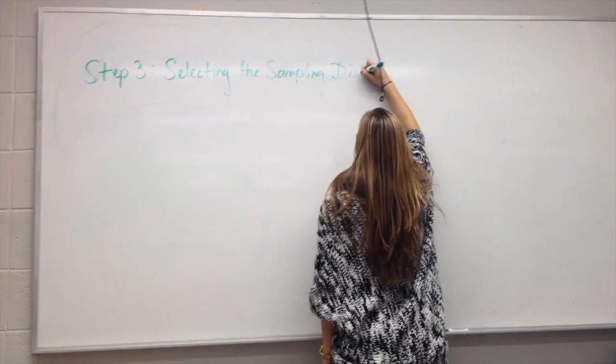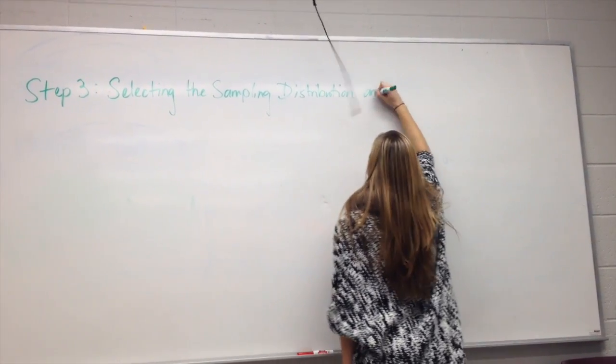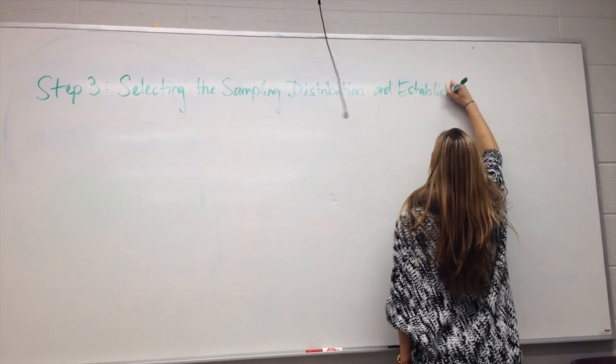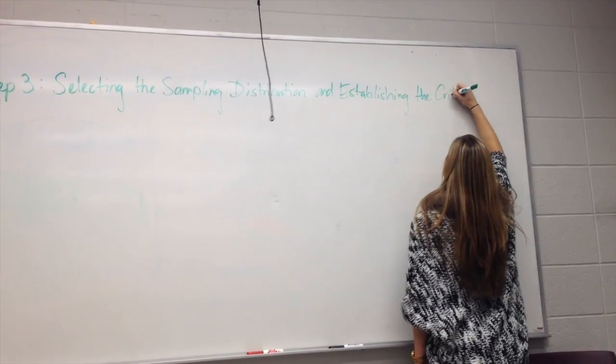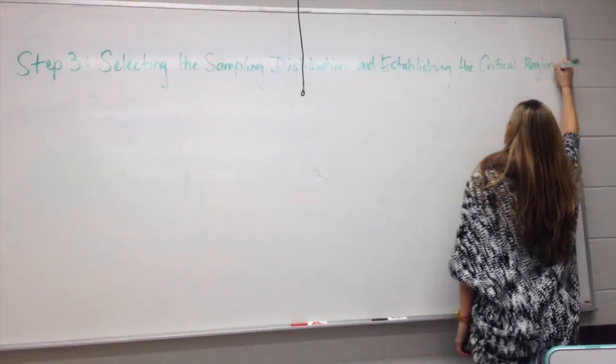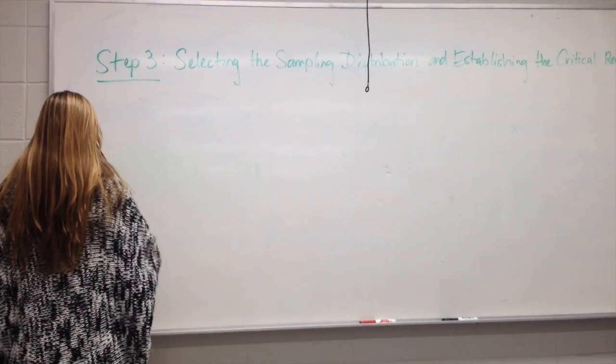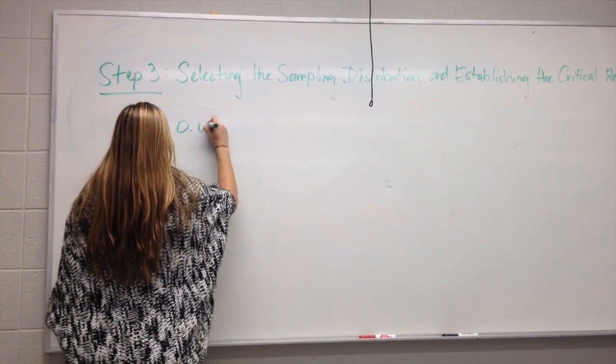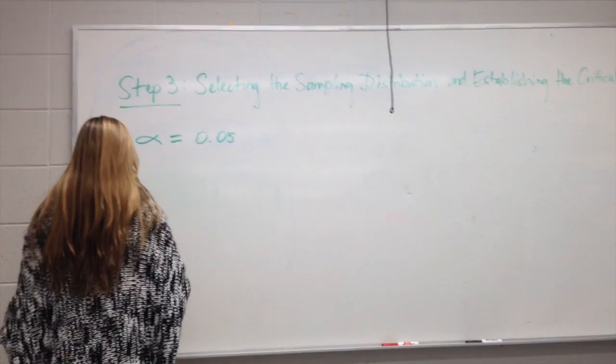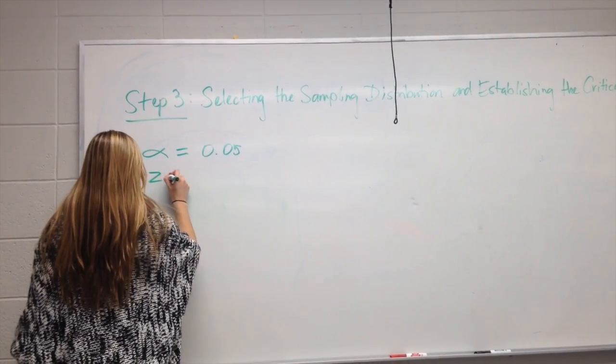Step 3. Selecting the sampling distribution and establishing the critical region. For large samples, we will be using the standardized normal distribution to find areas under the sampling distribution. If alpha is set at 0.05, the critical region will begin at the z-score negative 1.65.